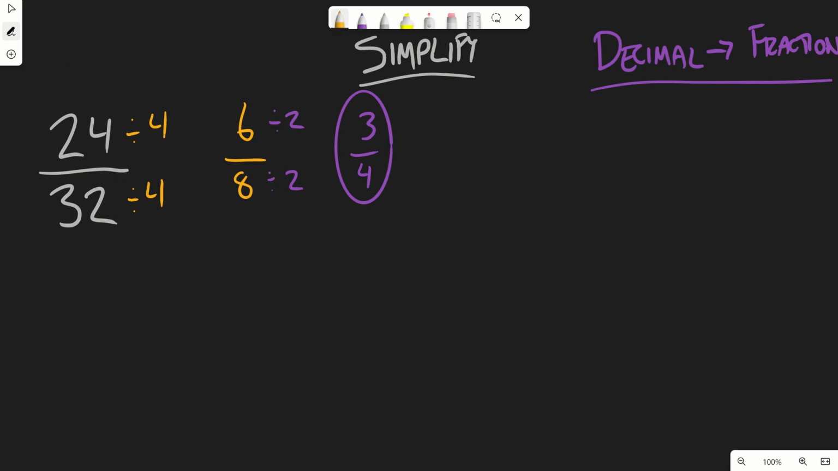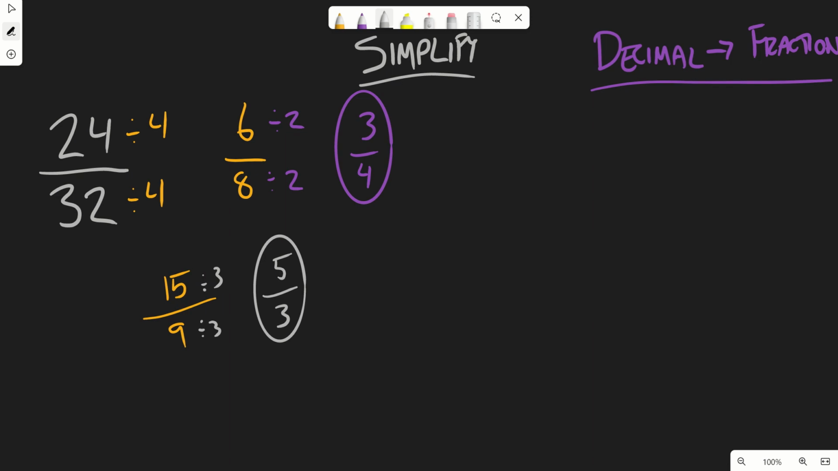Now, let's say we had something like 15 ninths. Can we simplify 15 ninths? Well, 15 and 9 can both be divided by 3. 15 divided by 3 is 5. 9 divided by 3 is 3. That would give us the fraction 5/3.